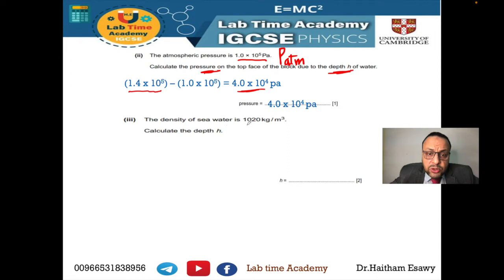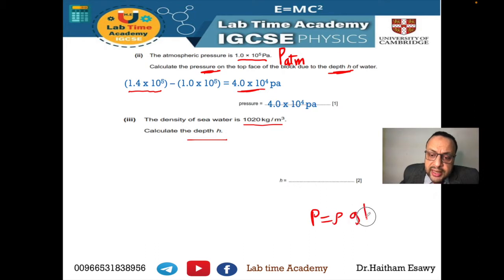Part (iii): The density of the seawater is 1020 kilogram per cubic meter. Calculate the depth h. Actually, all of you know that P equal rho times g times h. Pressure equal the density times gravity, which is 10, times the height. So h will be equal to P over rho times g.